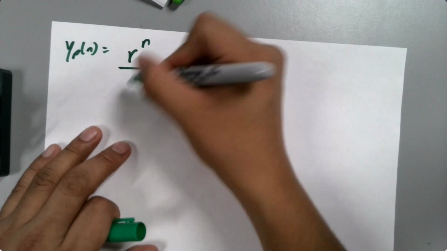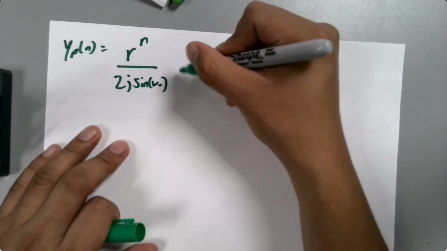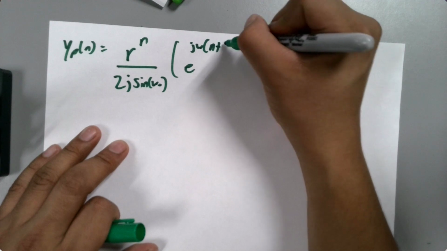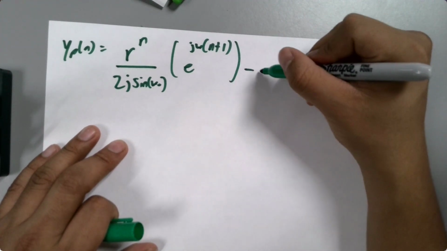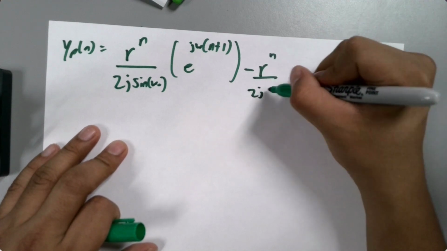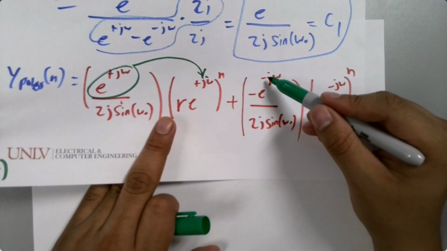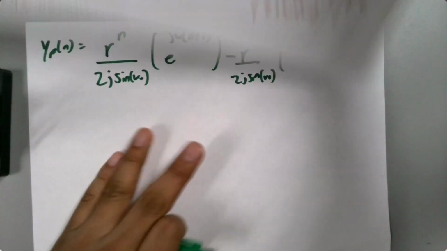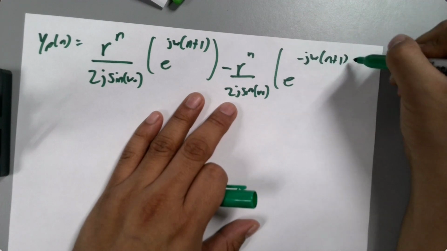Yes. Okay, I'm going to do that right now. R of n, I'm just going to do, because I don't want to skip too many steps. And I'm going to do the following. E to the j omega n plus 1, okay? And minus r of n over 2j sine omega naught. And then same thing right here. Here's a negative j omega adding to another j omega to the nth power, which should give you e to the minus j omega n plus 1, right?